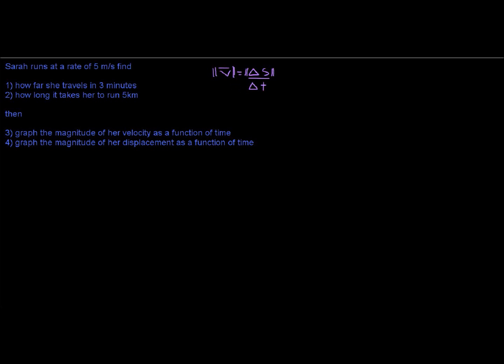So what is her velocity? Well, we know her velocity. It's 5 meters per second. So we can say that 5 meters per second is equal to her displacement. But what is her displacement? That's what we're trying to figure out. So we don't know exactly what it is, so we'll leave it as delta s for now. And what is her time? Her time is 3 minutes.